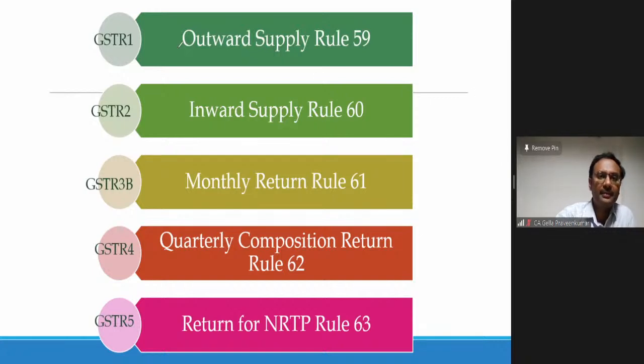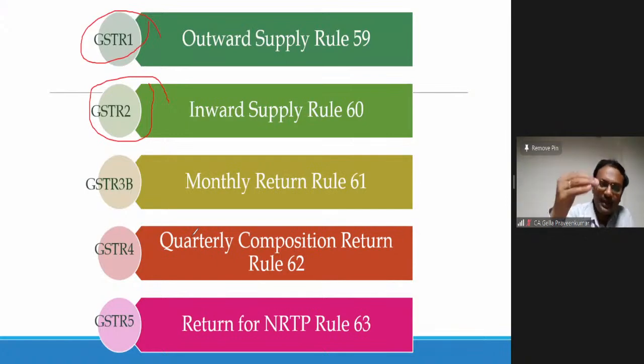If I talk about my statements, GSTR 1 is a statement. GSTR 2 is a statement. GSTR 3B, 4, 5 are all my monthly returns. GSTR 4 is for composition, and it's a quarterly return. So GSTR 1 and 2 are just statements.